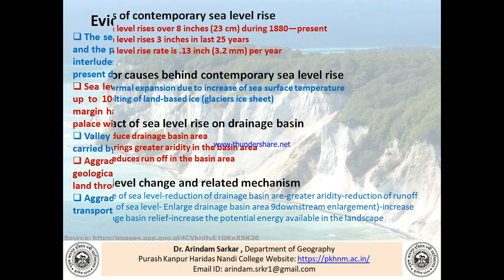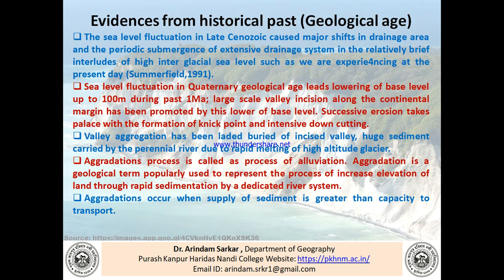Now, several evidences from the historical past, that is, evidences of geological age about sea level change. The sea level fluctuation in the late Cenozoic caused major shifts in the drainage basin area and periodic submergence of extensive drainage systems in the relatively brief intervals of high interglacial sea level, such as we are experiencing at the present state.